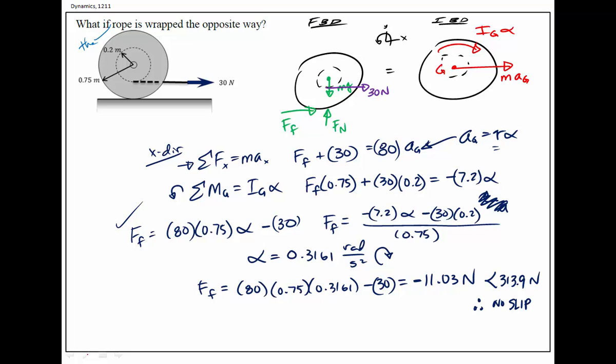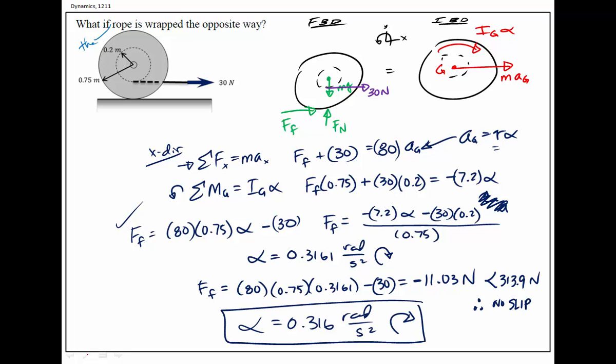Interesting, though, that the friction force is going in the opposite direction. And we'll have the answer of 0.316 radians per second squared in this direction. Okay, that's it for me for today. I think everything is correct right here. I'll double check on them. I'm looking at some of these numbers and the direction of the friction force. I'm a little concerned by that.